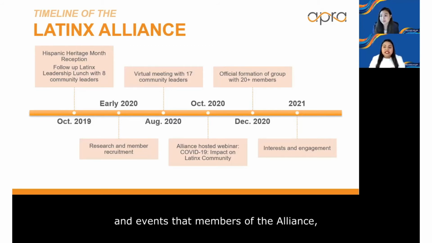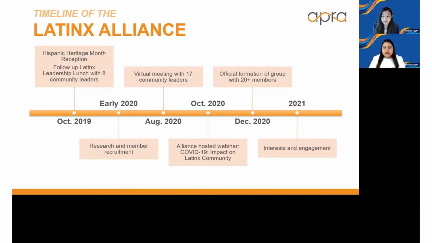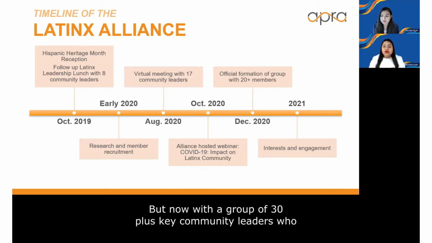After committing a solid group of Latinx leaders and advocates, UCI leadership began holding meetings and events that members of the Alliance, UCI, and Orange County as a whole could attend and learn from. In 2021, university leadership continues to engage our members, but now with a group of 30 plus key community leaders who are looking forward to serving the Latinx community.